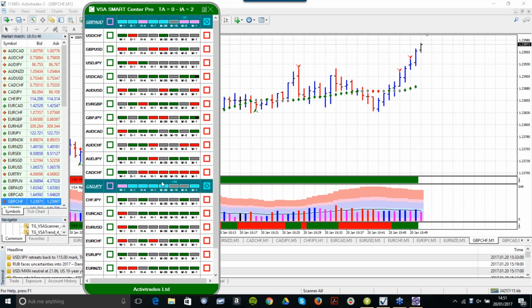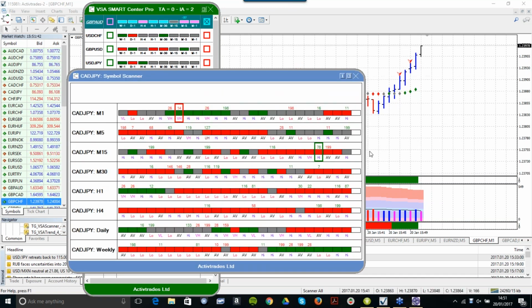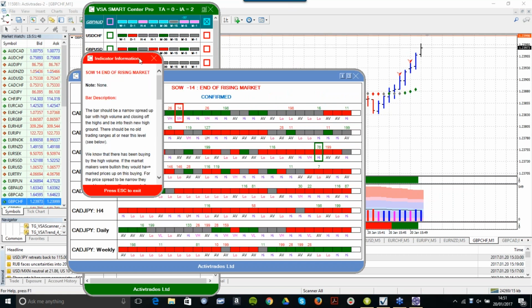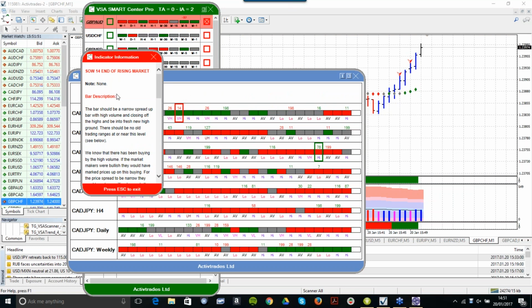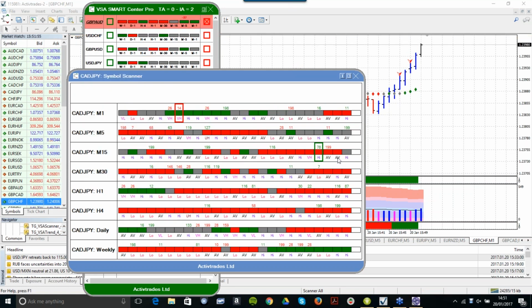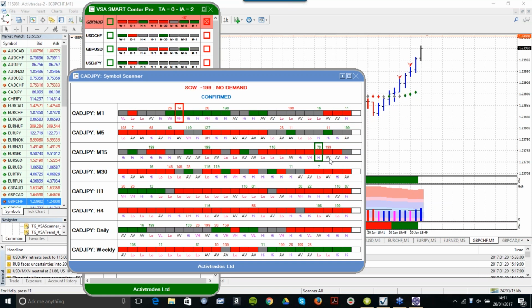Right, so Japanese yen, Canadian yen. So first of all, what have we got over here? Something very important: the end of a rising market on a 1 minute chart. It's only a 1 minute chart, a very unusual signal, very powerful signal. We note that the trending systems are red. Just bear with me a sec, guys.